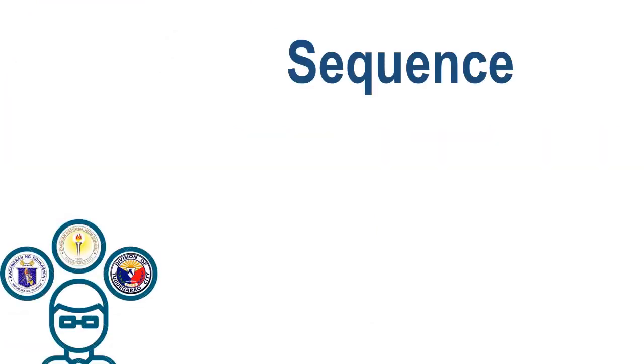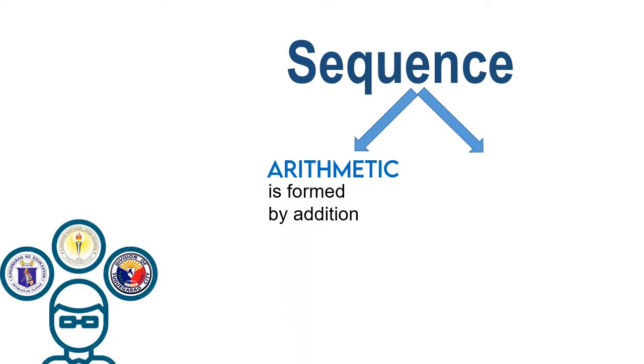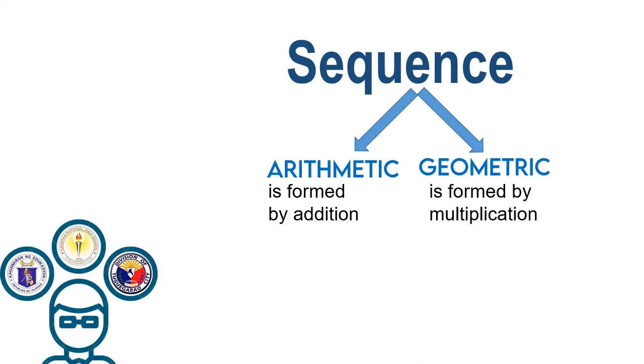Last meeting class, we talked about arithmetic sequence, and we have mentioned that arithmetic sequences are formed by addition. The second type of sequence that we will be learning is what we call a geometric sequence, and geometric sequences are formed by multiplication. That means to say that each term in a geometric sequence is found by multiplying the previous term by the same number.